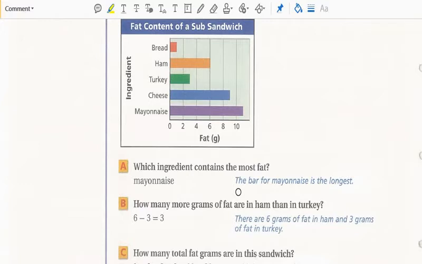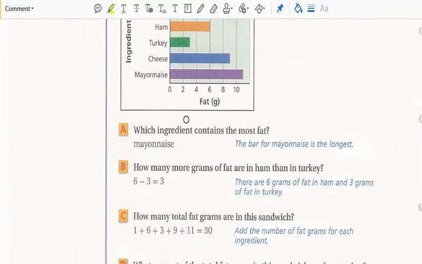So we know that the fat in ham is greater than in turkey. He asks you how many grams more than. Okay. So just an easy way to do it. How many grams do we have in the ham? It's 6. And how many in the turkey? 3. So 6 minus 3. So how many? 3 grams. So there are 6 grams of fat in ham and 3 grams of fat in turkey. So how many more? 3 grams. Just adding and subtracting according to the question he asked.